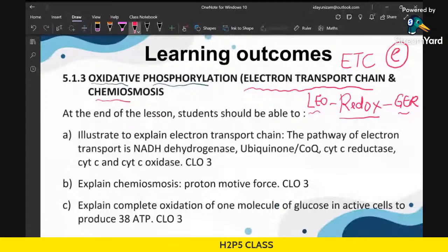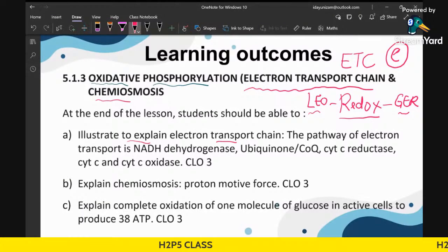So in order to understand this process, the redox reaction, it involves the mitochondria. If teacher asks you which part of the mitochondria, class, the part of the mitochondria that is involved, if you refer to page 78, you turn to page 78. The process that we are going to learn is about the inner mitochondrial membrane. Okay, class, so there are 3 learning outcomes. You must be able to illustrate in order to explain the ETC.